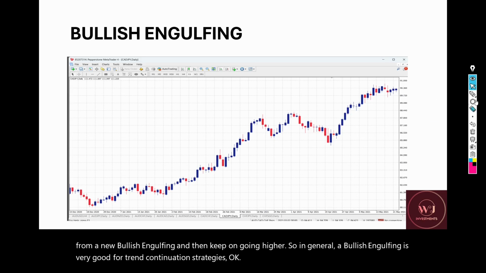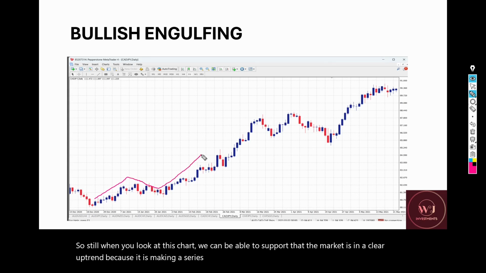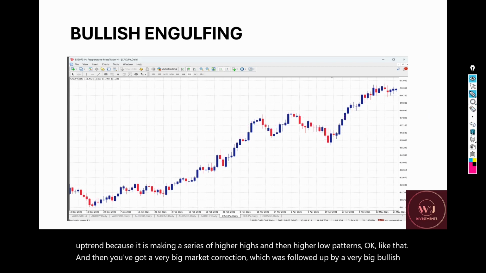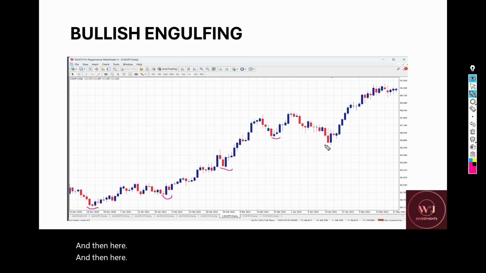So still, when you look at this chart, we can spot that the market is in a clear uptrend, because it is making a series of higher highs and higher low patterns. And then here we got a very big market correction, which was followed up by a very big bullish move. So we want to look at the points of market corrections, for example, here, and then here, and then here, then here, and then here, can we spot some bullish engulfing patterns?